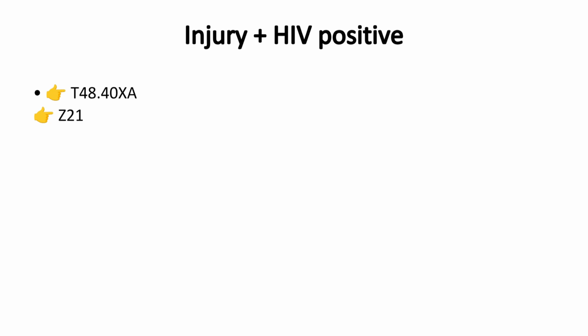For example, a patient comes to the hospital with an injury and is also HIV positive, but there are no HIV related conditions mentioned. In this case, we code the injury as the principal diagnosis, followed by Z21 as secondary diagnosis. So remember, HIV is present but no related conditions, so we assign asymptomatic HIV status.